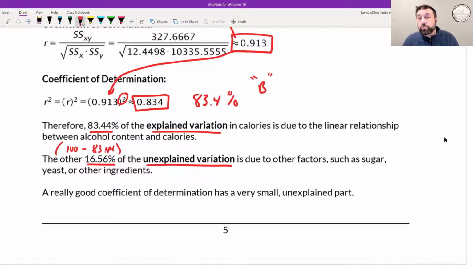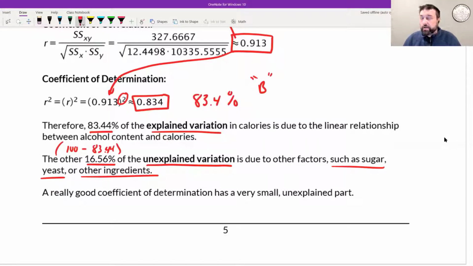And this is due to other factors. So for example, sugar. How much sugar is in the beer? The type of yeast that is used, or maybe other ingredients that were put into the beer. So it's not necessarily alcohol content that causes the calories. There's other stuff in there as well. How much does that other stuff impact the total variation?